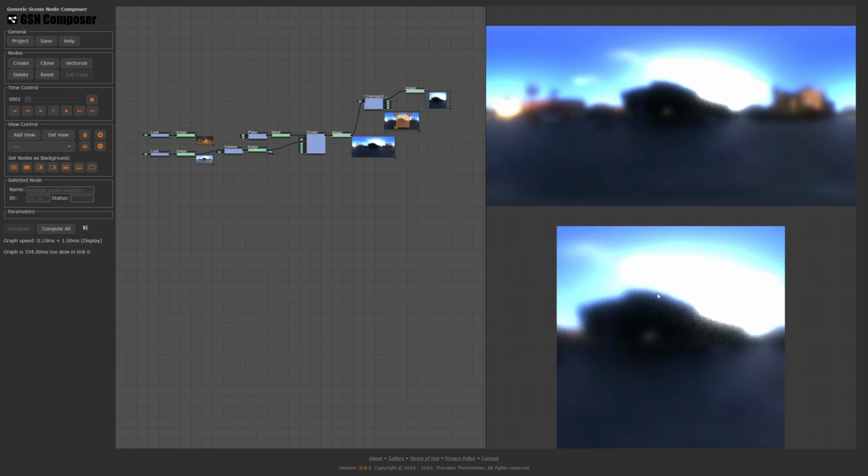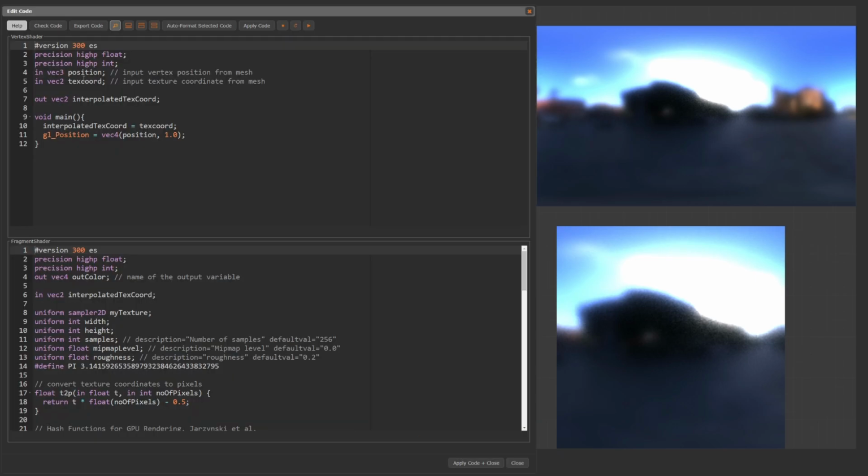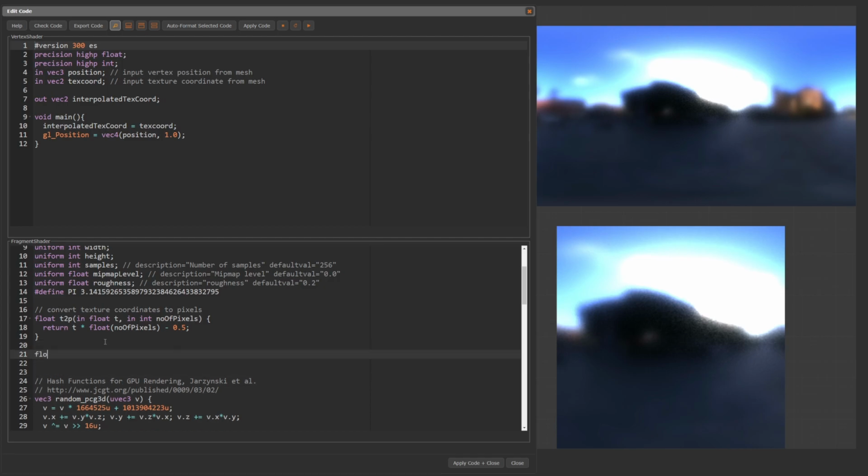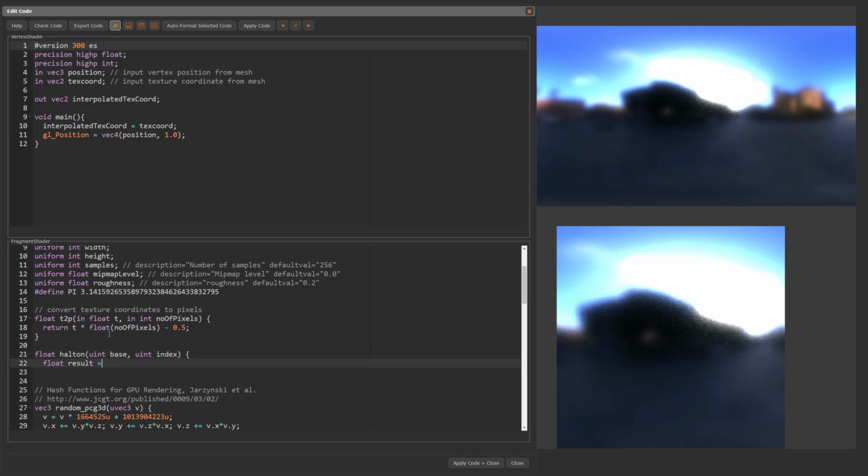There is some obvious noise here in the dark region. We select the shader node and click the Edit Code button. We add a function to compute the Halton sequence in the fragment shader. float halton(uint base, uint index). float result = 0; return result.